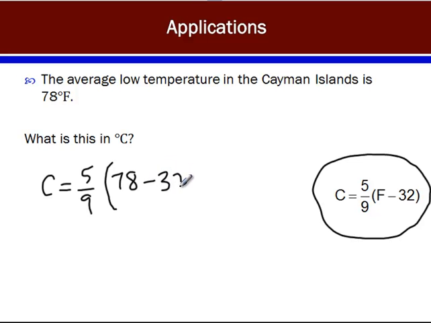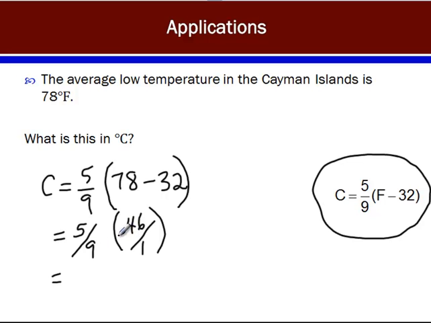We subtract 32 from that, and then we multiply by 5/9. I'm going to follow my order of operations, do what's in these parentheses first. I'll get 46, and 46 is a whole number, so it has a denominator of 1, and this will help you to multiply out the fraction. And you can multiply 5 times 46, get that number, or just put 5 times 46 in the numerator, and then divide by 9.